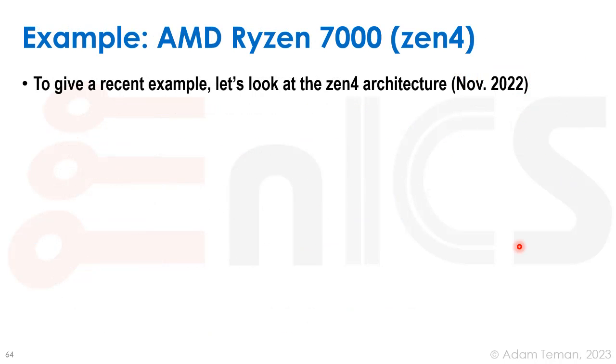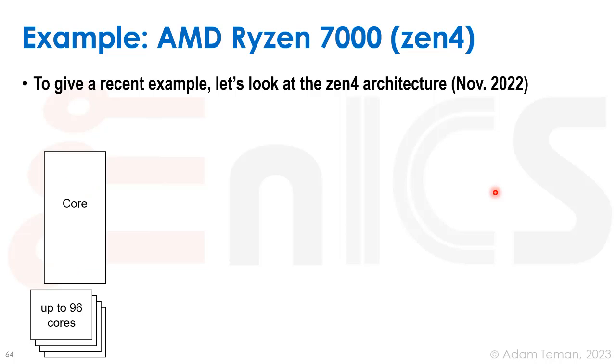So let's look at a real-life example of this, and we'll take the recently released AMD Ryzen 7000 or Zen 4. So we can look at the architecture over here that was released in November 2022. So there are many different versions of this, but if we take some of the specs, we can see that we have these cores.